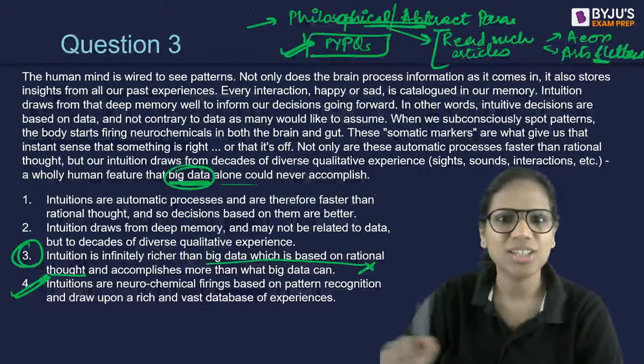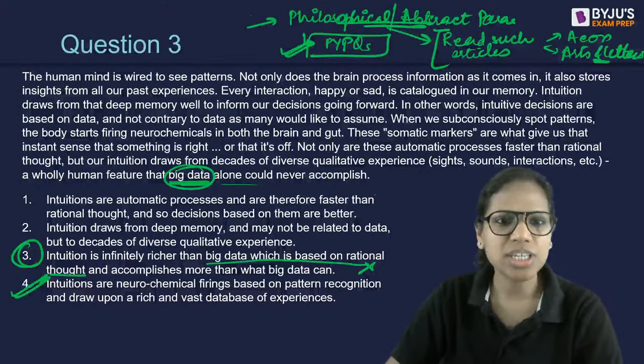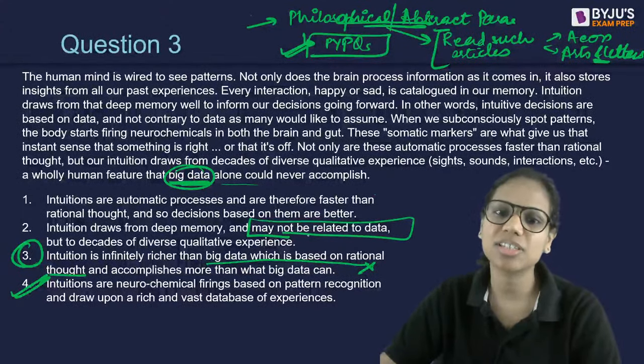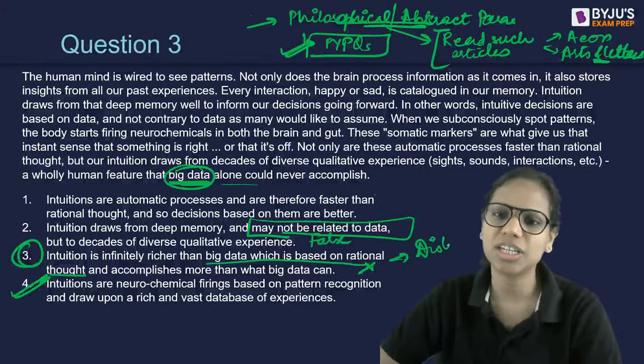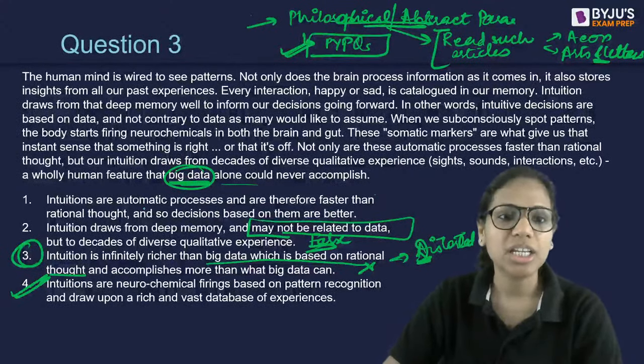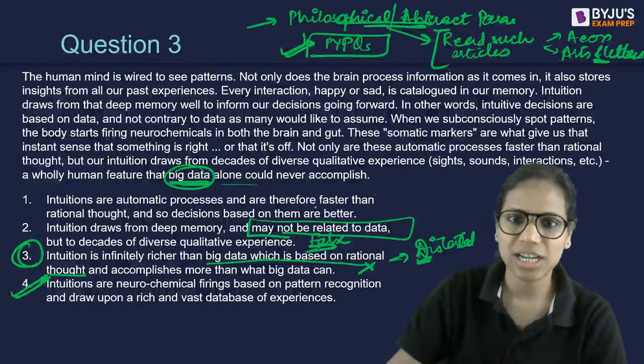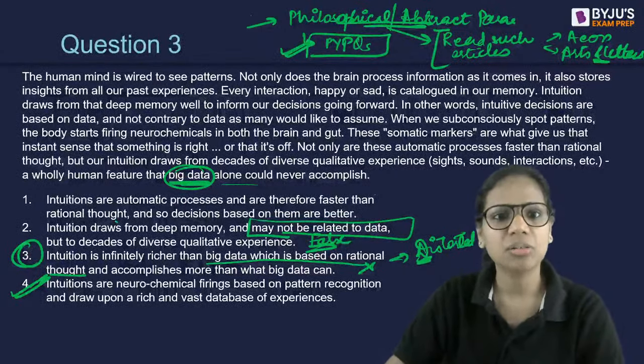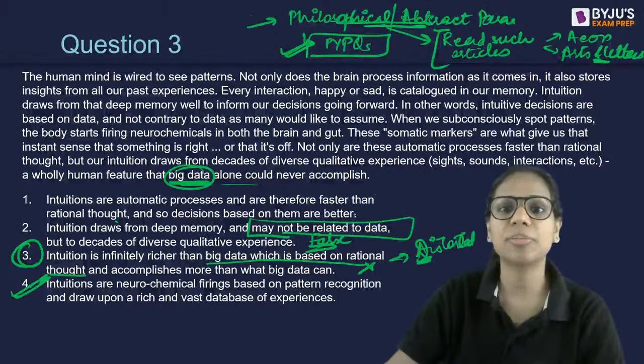eliminated. Okay, 2 says intuition draws from deep memory and may not be. So this becomes false. This is not stated. This connection is distorted in a way. This connection has not been made in the para. This is false. Okay. Intuitions are automatic processes and are therefore faster than rational thought. Okay. And so decisions based on them are better.